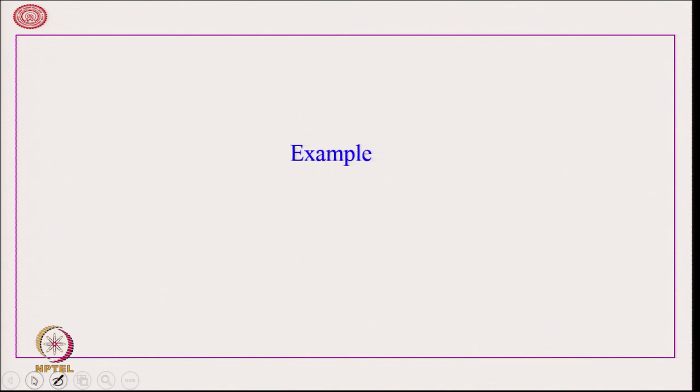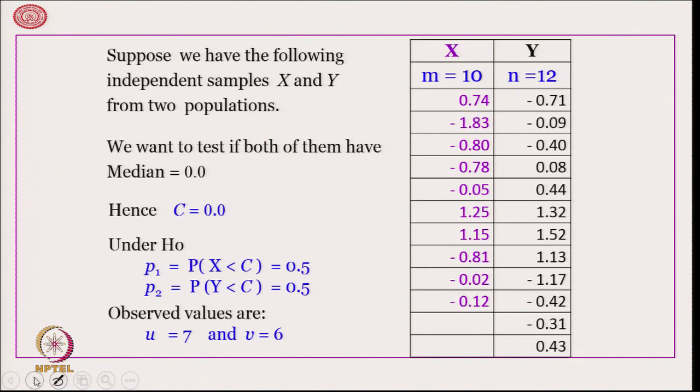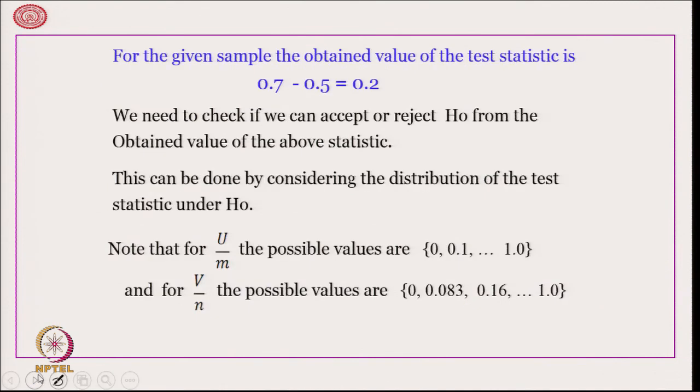So, let me illustrate with an example. Suppose we have the following independent samples of x and y. M is 10, that means there are 10 observations from x, n is 12, that means there are 12 observations from y, and we are testing if the median is 0, that means the value of c that we have taken is 0, and under H naught P1, which is the probability of x less than c, has to be half or 0.5. Similarly, P2 also has to be 0.5, but the obtained statistic u is equal to 7 and v is equal to 6. Therefore, for the given sample, the obtained value of the statistic is 0.7 minus 0.5, that is 0.2.